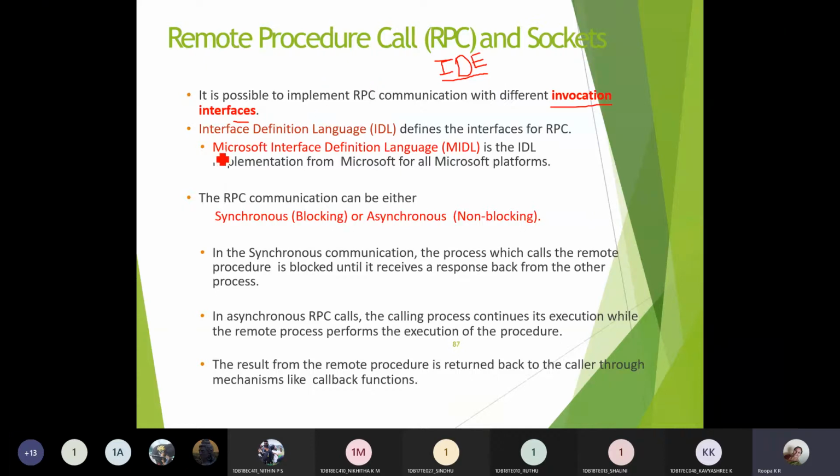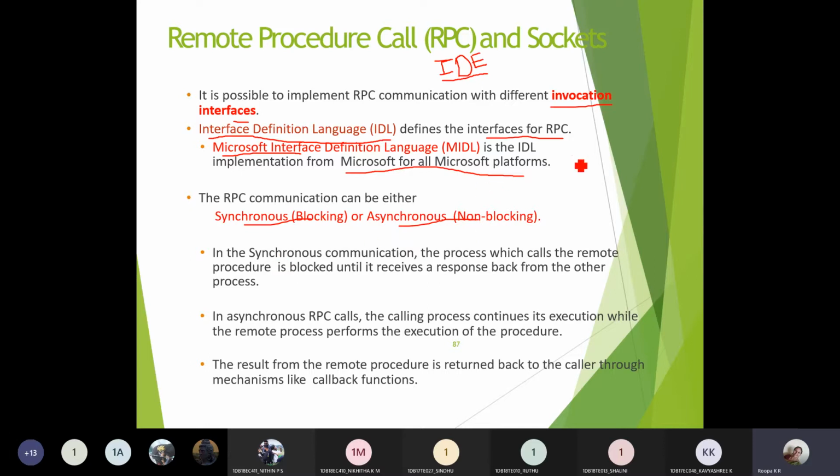But in order to communicate from one process to another process in a heterogeneous network, we need an interface unit, that is called IDL, the interface definition language, which defines the interfaces for RPC. We have one such IDL from Microsoft, which is used on the Microsoft platform. So Microsoft interface definition language is an implementation for all Microsoft platforms. Next, this communication can be synchronous or asynchronous.